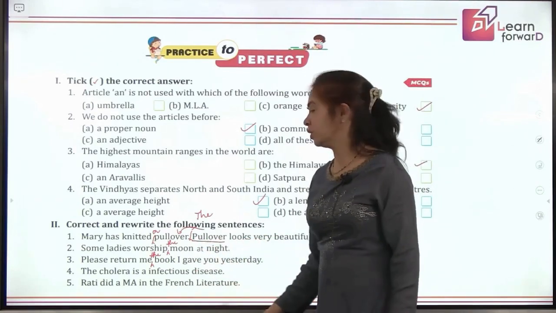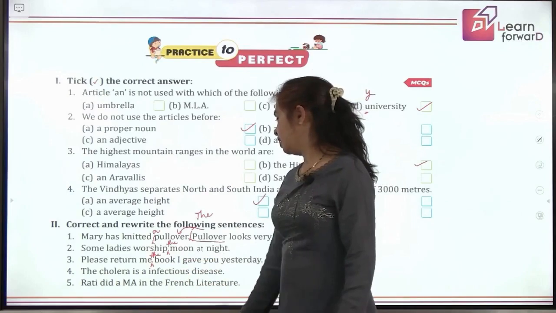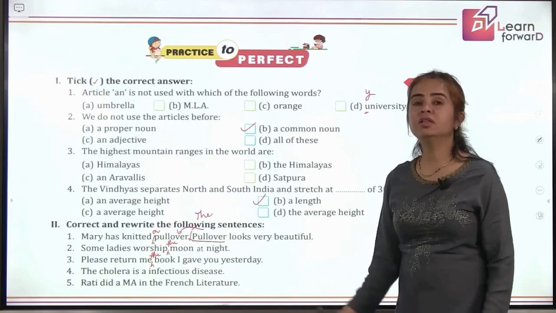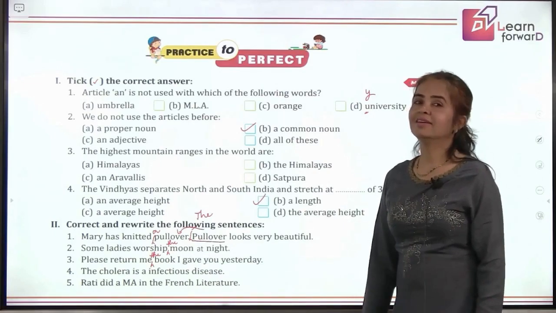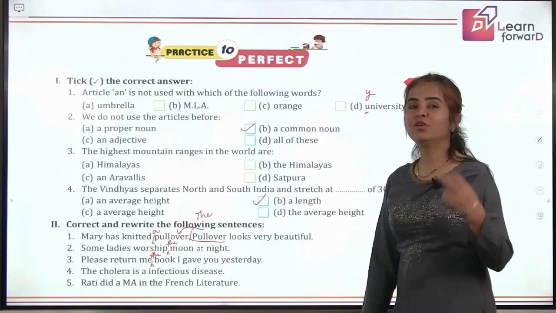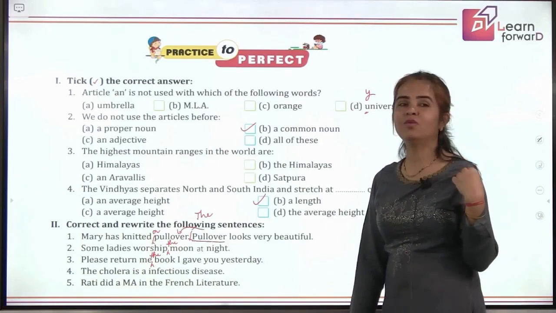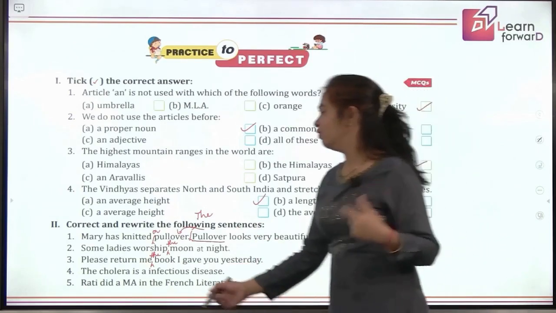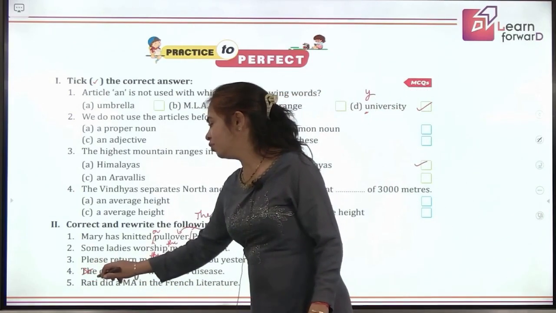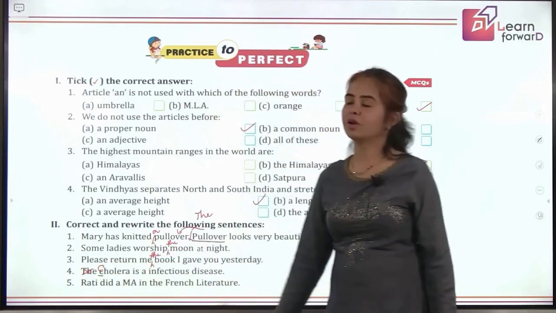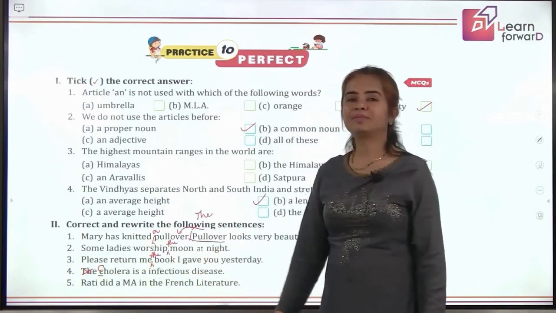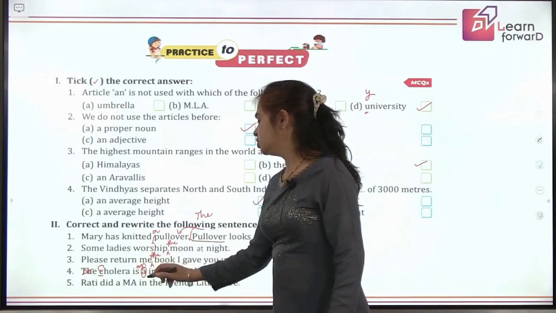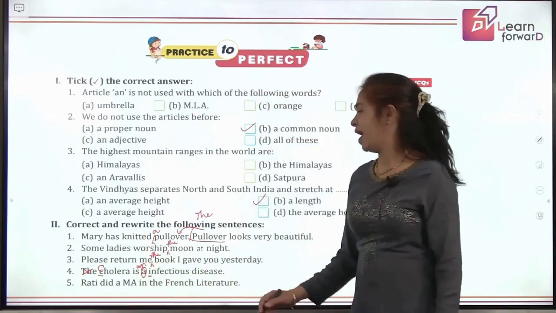Next, the cholera is an infectious disease. Do we use an article before diseases? Yes. Okay, then I have told you only two diseases with which we use an article. What are those diseases? Measles and mumps. Cholera is not one of them. So we are not going to use the here. We will remove it and your C will become capital. Now remember, cholera is an infectious. This is an error here. This is your vowel sound, so it will be an infectious disease.